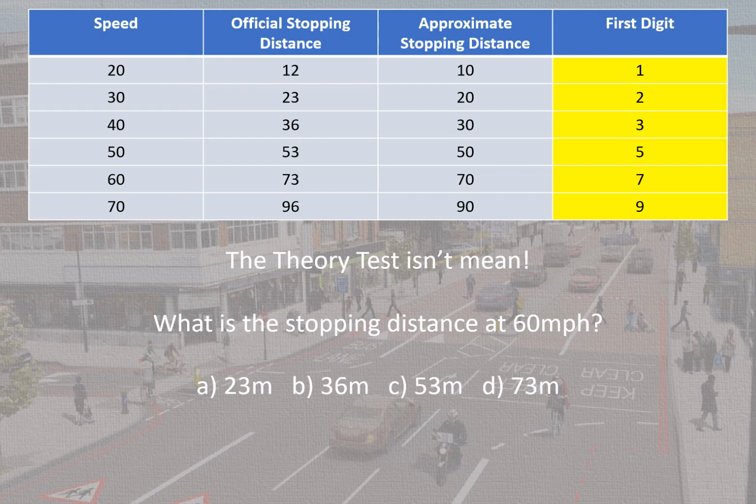A more realistic theory test question would be, what is the stopping distance at 60 miles per hour? Is it 23 metres, 36 metres, 53 metres, or 73 metres? Note how the 4 options are sufficiently far apart for you to be able to just look at the first digit. And so counting up our sequence from 20 miles an hour to 60 miles an hour, we know that we need the answer that begins with a 7, 73 metres.